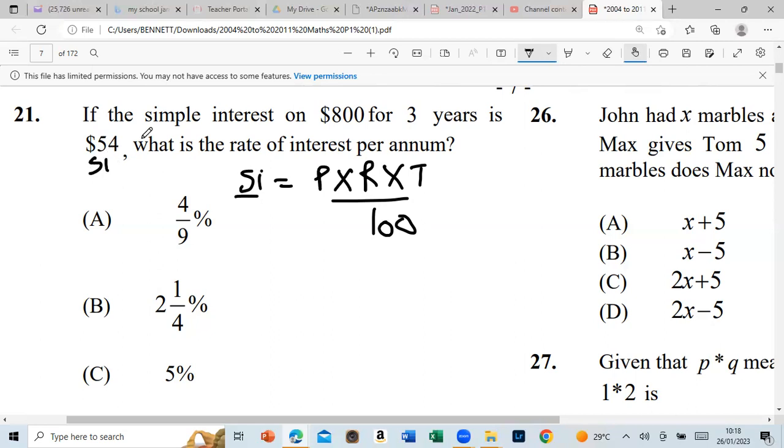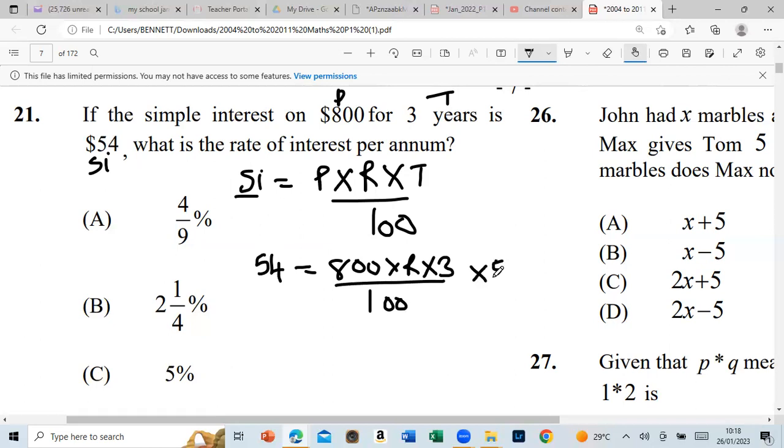Alright, so this would be a simple interest. So to identify the principal and T. So basically we're looking for R. Alright, so put here what we get, which is 54. The principal is $800. We don't know what is R, but we know that the time is 3. Okay, alright, so what we have to do now is basically transpose. So what's being divided, we multiply and so on. Alright, so times 100.